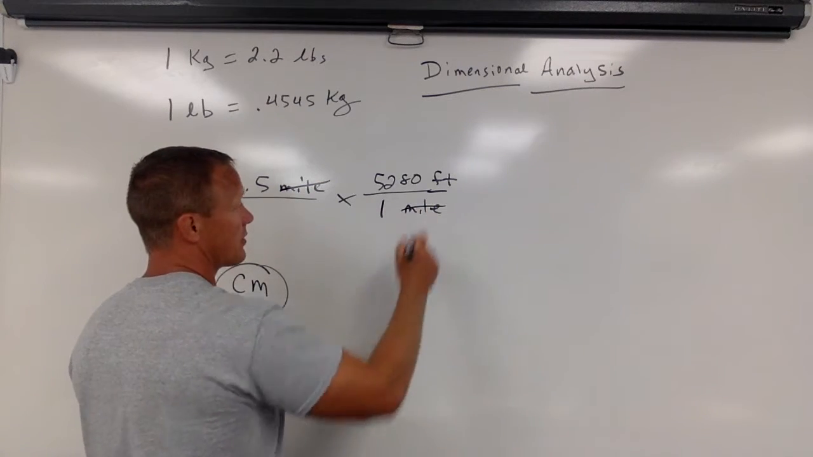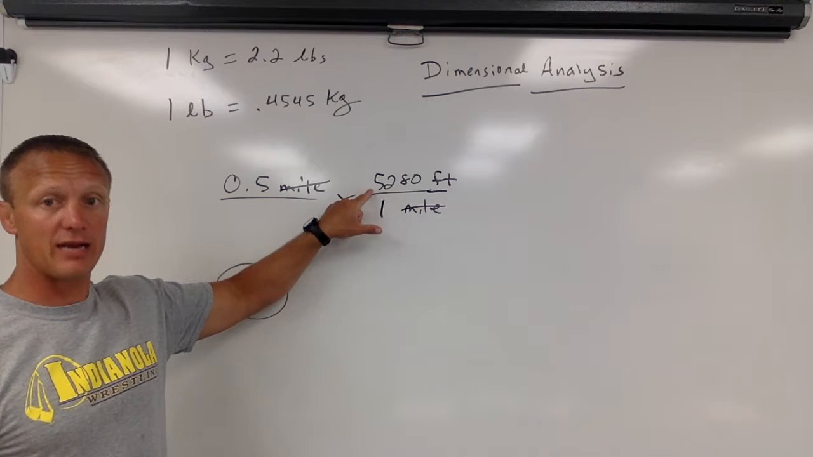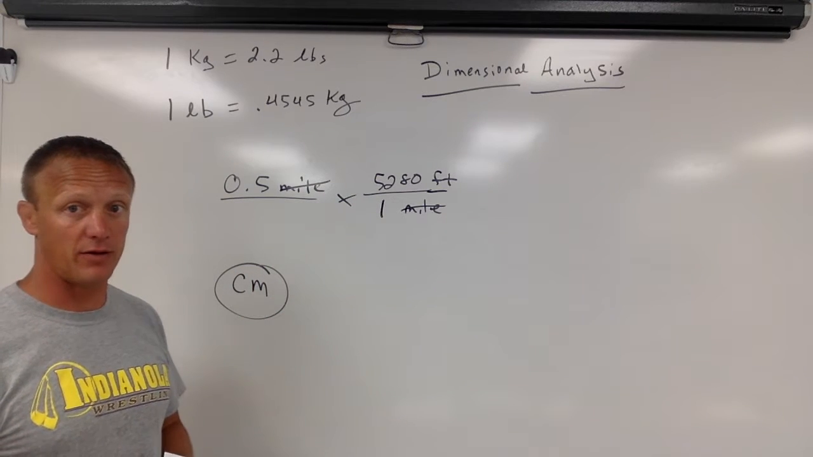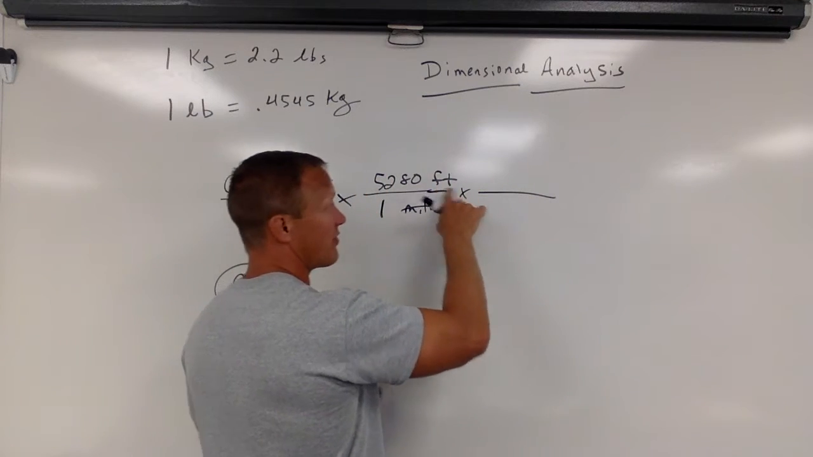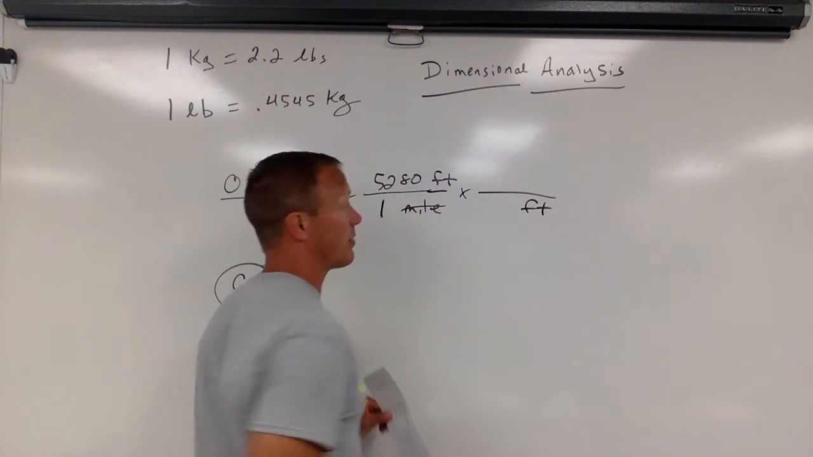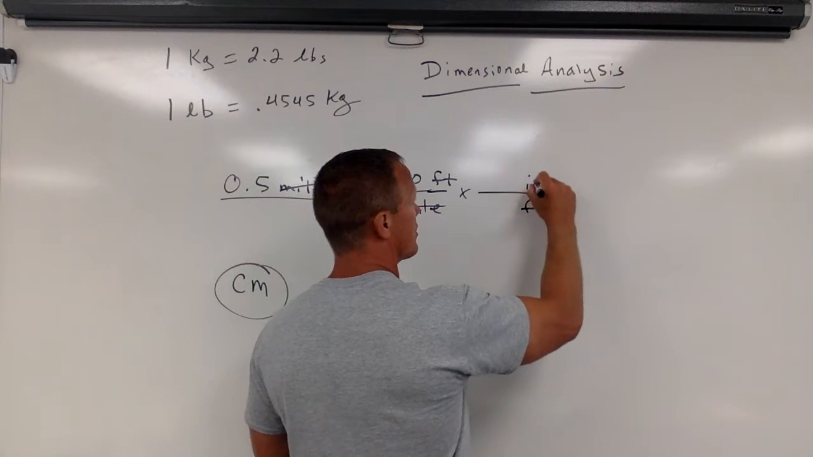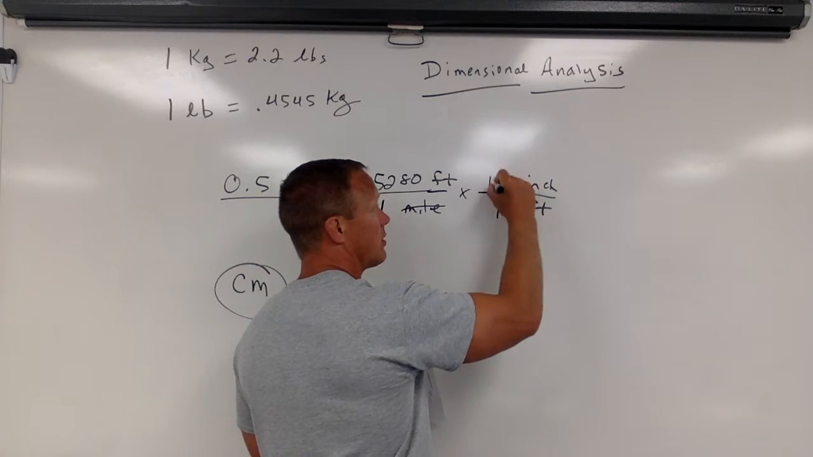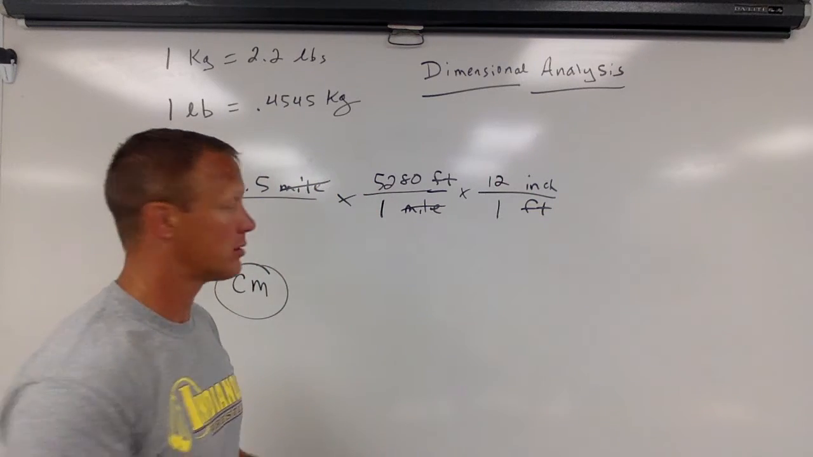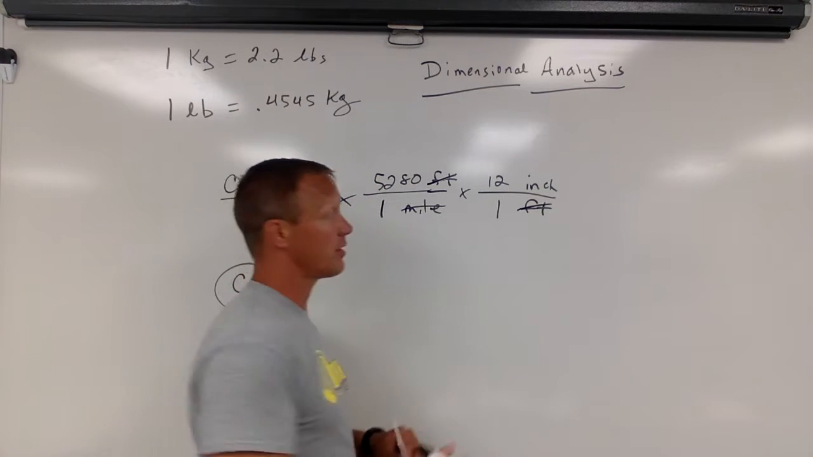Label cancels, label cancels. So if I would take a half times that, times 5,280, that would tell me how many feet are in a half a mile. Well, I want to get to centimeters, so this label is the one that's left. It goes on the bottom. So my labels will cancel. We can go feet to inches. A foot is 12 inches. Foot cancels. Left with inches there.